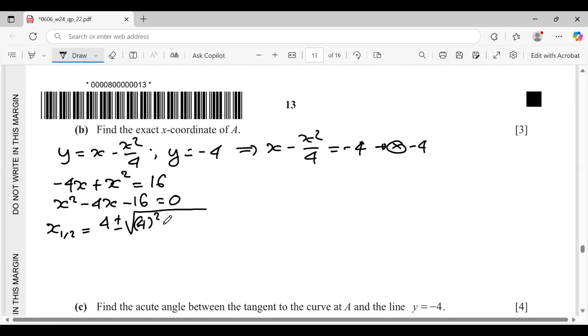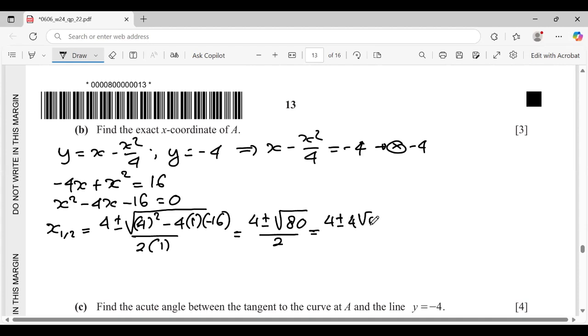Minus 4 squared minus 4 times 1 times minus 16, divided by 2 times 1. It becomes 4 plus or minus the square root of 80, over 2. And it becomes 4 plus or minus the square root of 16 times 5. So 4 root 5.